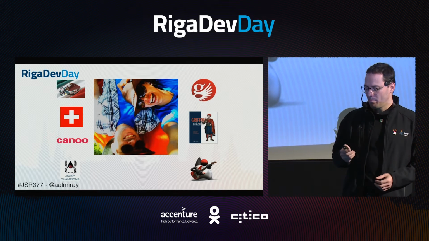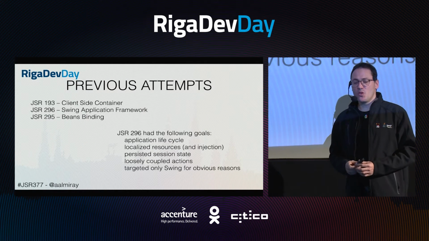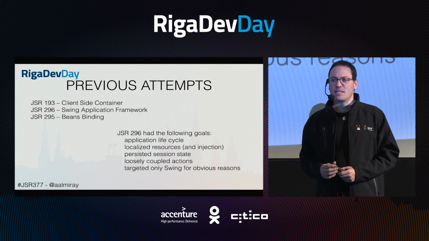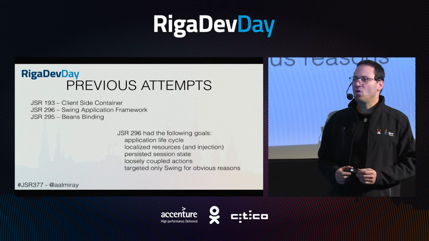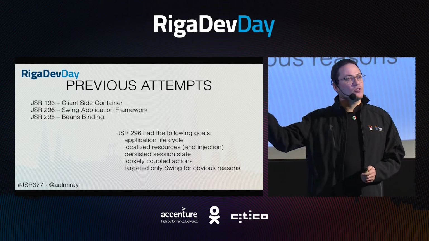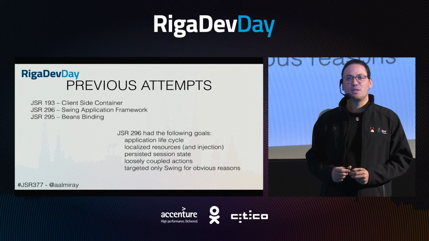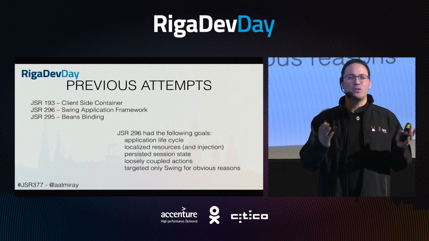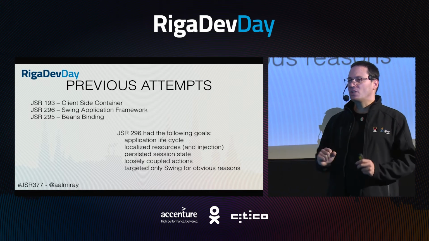So we're missing this, and this is precisely the reason why JSR377 came out. Some of you might remember a little bit of the history, so I'm going to go through it quickly. There was one attempt in the early days called JSR 193, client-side containers. Java EE already existed when this JSR came about. It was pretty much the same idea: if you have a container on the server, you will have a container on the client.